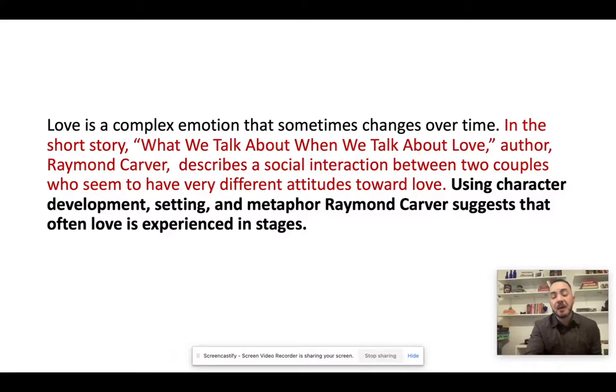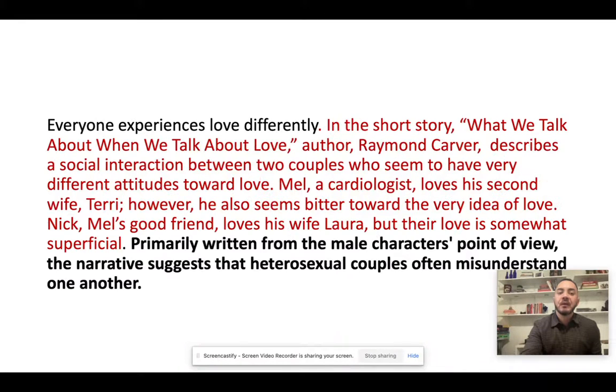And so in this model, we have all three parts. We have our hook, which is our first sentence. We have our background information, which is in red, and we have our thesis statement, which is bolded. A final example would be this one. Everyone experiences love differently. In the short story, What We Talk About When We Talk About Love, author Raymond Carver describes a social interaction between two couples who seem to have very different attitudes toward love.